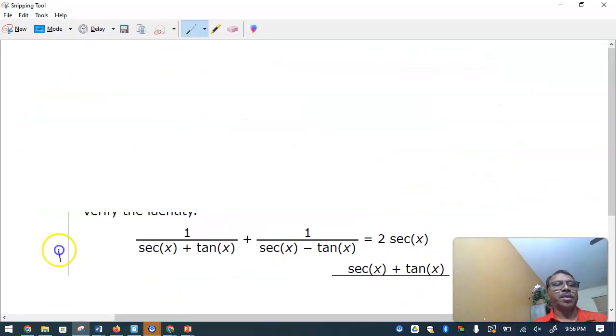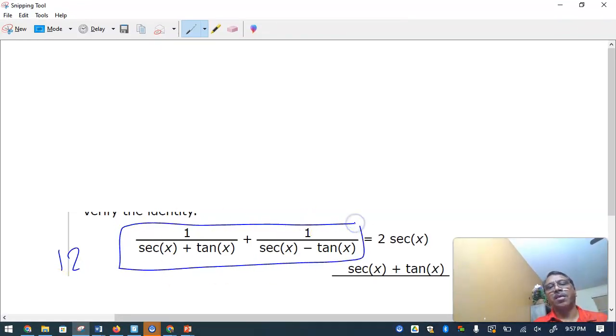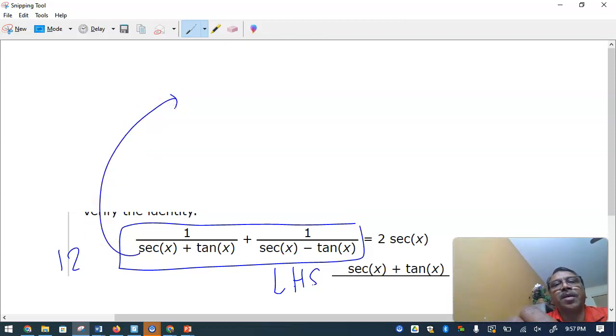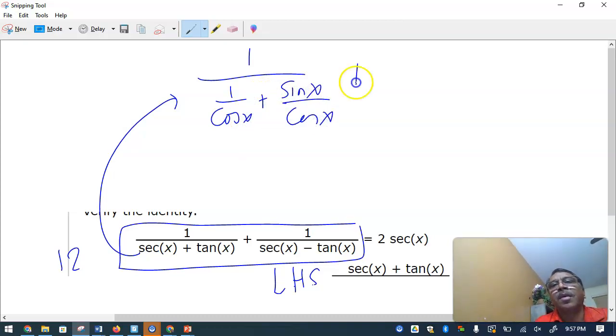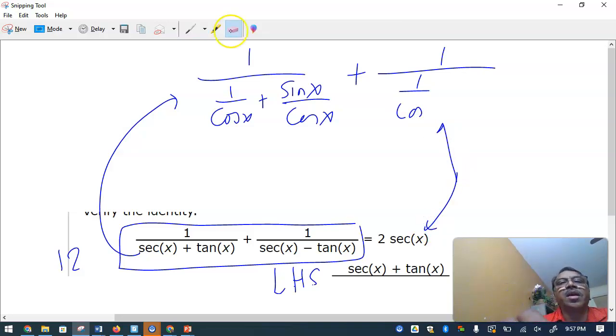Okay, this is question number 12. So we'll take the difficult one. That looks very difficult. So that's called the left hand side. Of course, you can always write secant as 1 over cosine, and this as 1 over sine. You can do it this way, and the other one we can use 1 over cosine and get this answer. But is there another shortcut?